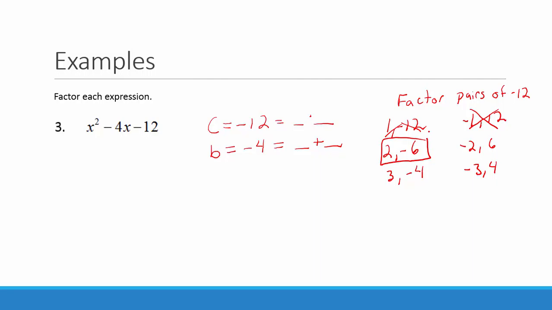So we get 2 times negative 6, and 2 plus negative 6 is equal to negative 4. So these are our magic numbers that complete our math riddle. So we write our factored form by writing these two binomials using the magic numbers. So we have x plus 2 and x minus 6. And we can check this.